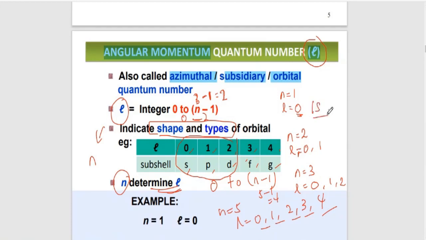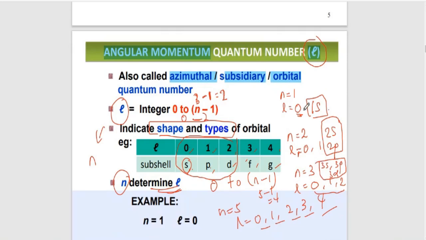Mengapa S? Tadi saya kata L sama dengan kosong, sama dengan S orbital. When N equal to 2, okay, saya ada 2S dan 2P. Mengapa 2S, 2P? Tadi kata dah, kalau kosong, S orbital, 1 P orbital. Okay, when N equal to 3, ada 3 nilai. So, maka dia ialah 3S, 3P, 3D lah yang wujud.